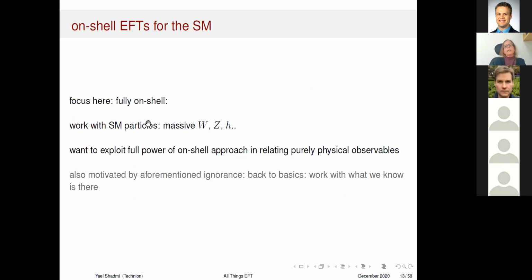But the focus here is going to be fully on-shell. So we want to work with the standard model particles, namely the actual W, Z, Higgs, and all the rest of them. And in doing that, exploit the full power of the on-shell approach to relate purely physical observables. To some extent, this is also motivated by the ignorance that I talked about before. It's kind of nice to go back to basics and just work with the things that we know are there, like the standard model particles.